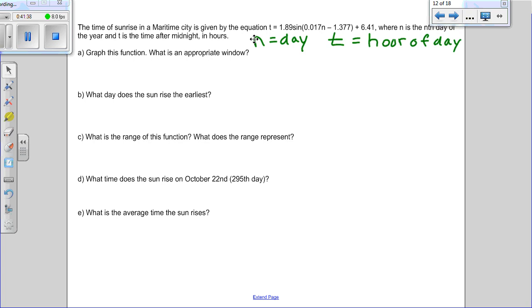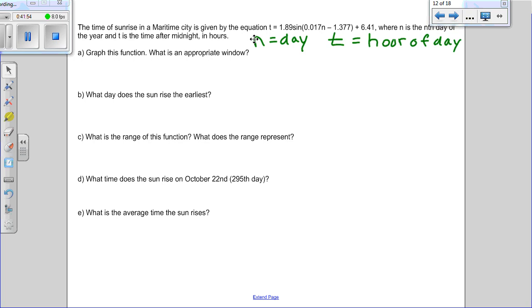Graph this function, what's an appropriate window? I want you to try it, so give it a shot, see if you can graph it. You come up with a minimum maximum that seems reasonable to you, and I'll put up my minimum maximum that's reasonable to me.